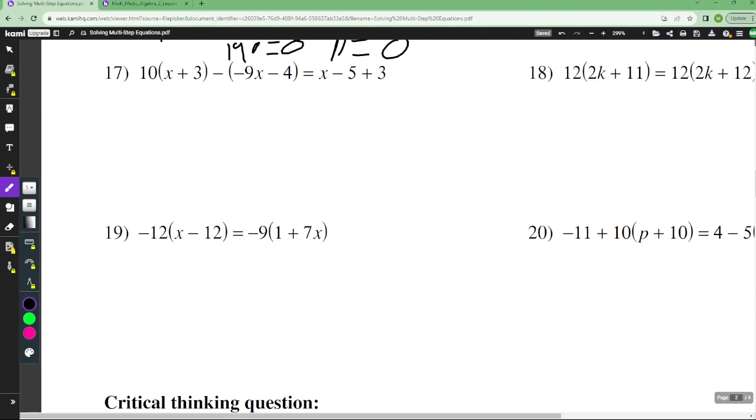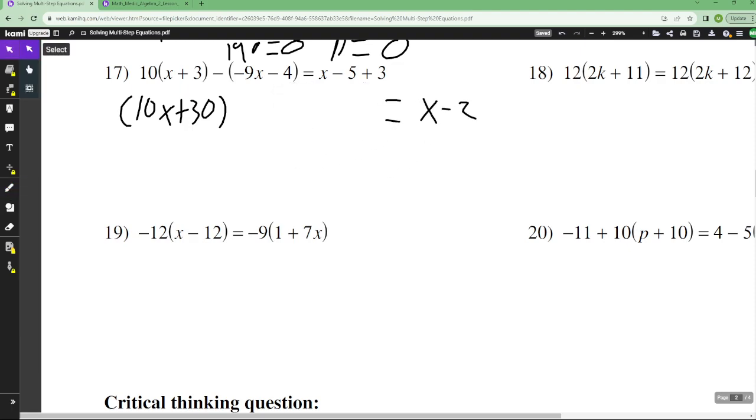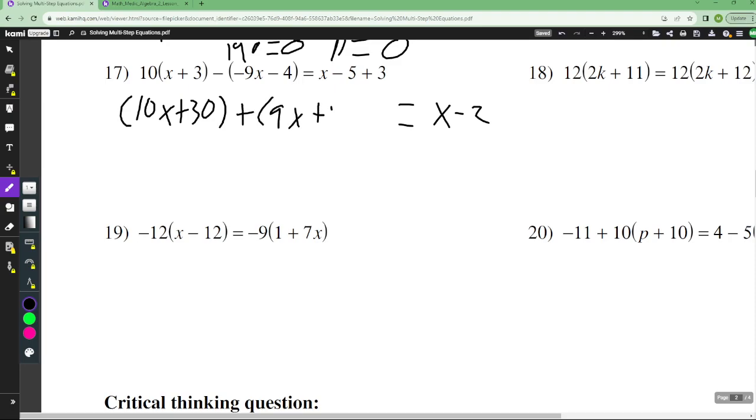Do number 17. First things first, we'll combine like terms on the right side. So we'll have x minus 2 equals, and then we can distribute. So we'll do 10x plus 30. Factor in the negative. Plus 9x plus 4. And then there's nothing else that we have to do. Take off the parentheses so we can combine more like terms. So we'll have 19x plus 34 equals x minus 2.